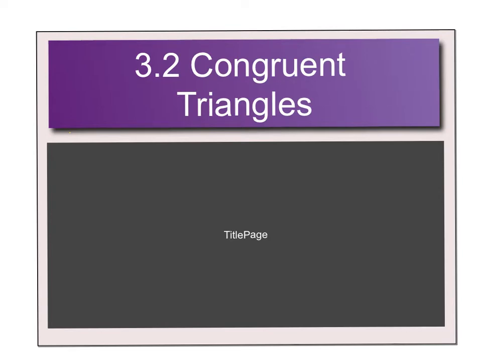I'm hoping that you got comfortable with some of the vocabulary and started to get an idea of why certain triangles fall into certain categories. So why one might be scalene and obtuse, or why one might be isosceles but also a right angle. I'm hoping that you spent some time getting comfortable with those.